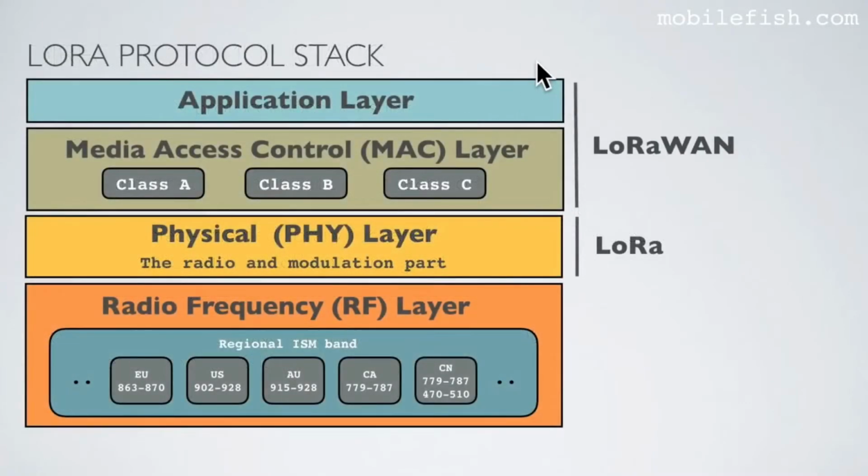This is the LoRa protocol stack. This is the application layer, the media access control layer, the physical layer, and the radio frequency layer. And here is the difference between LoRa and LoRaWAN. LoRa is the physical layer, meaning the radio and the modulation part, and LoRaWAN is the media access control layer, specifying class A, B, and C devices, which I will explain in a later video, and the application layer.